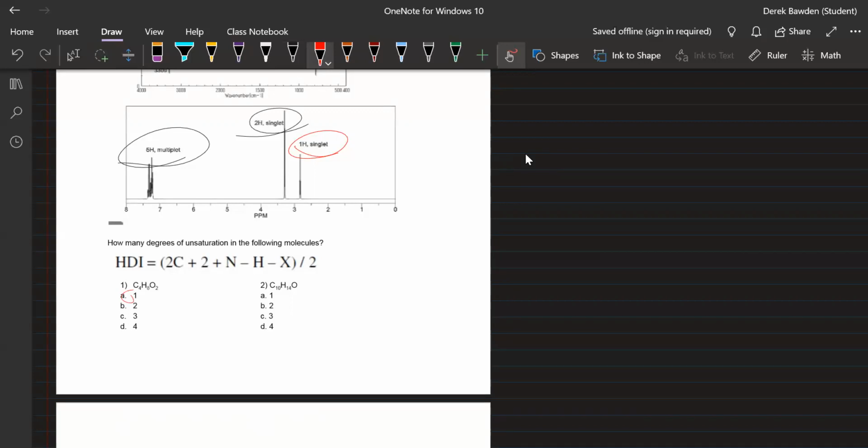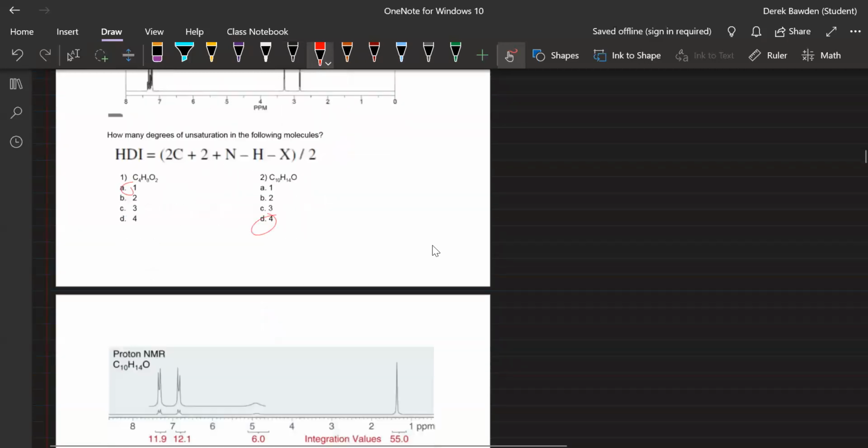Okay, so for the second one, 2 times 10 is 20, plus 2 is 22. Okay, and then no nitrogens, minus number of hydrogens is 14, so 22 minus 14 is 8. And then no halides, so then we do 8 divided by 2 is 4. So 4 degrees of unsaturation. Any questions on how I got those? All right, carrying on.